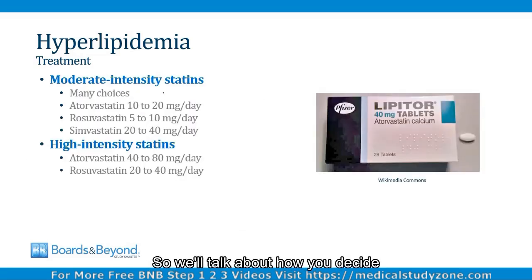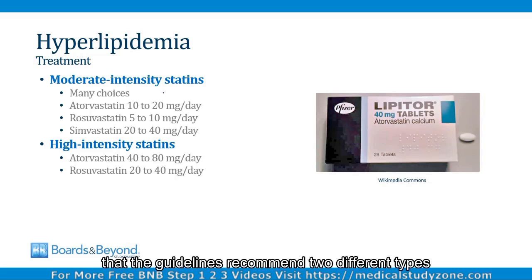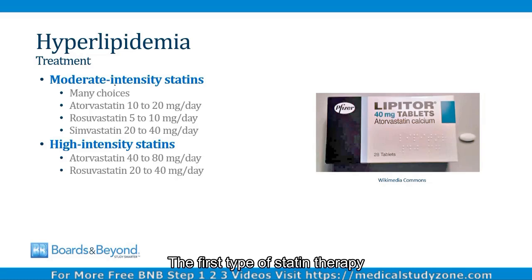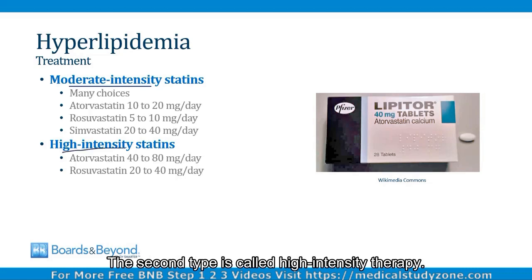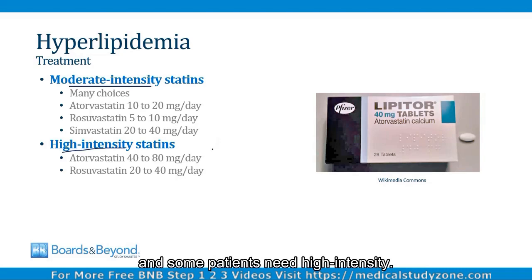So we'll talk about how you decide whether or not to prescribe a statin to a particular patient in a minute, but first I want to let you know that the guidelines recommend two different types of statin therapy. The first type is called moderate intensity therapy. The second type is called high intensity therapy. And as we'll see in a minute, some patients need moderate intensity and some patients need high intensity.